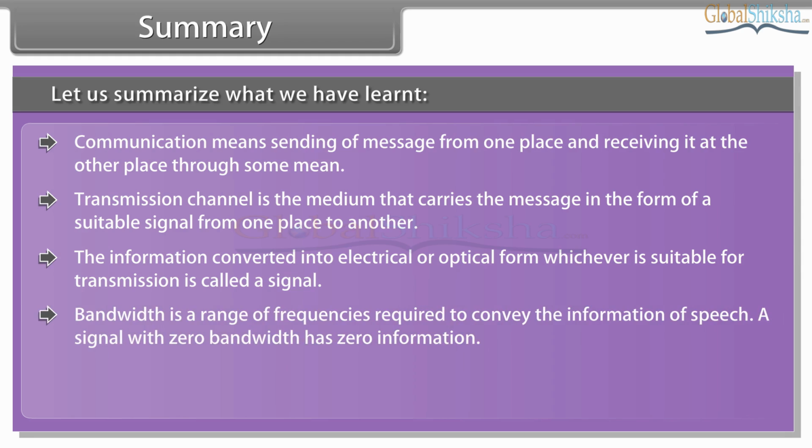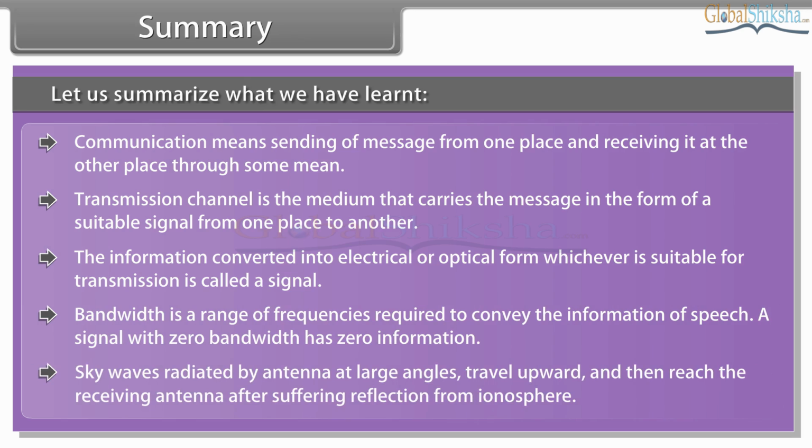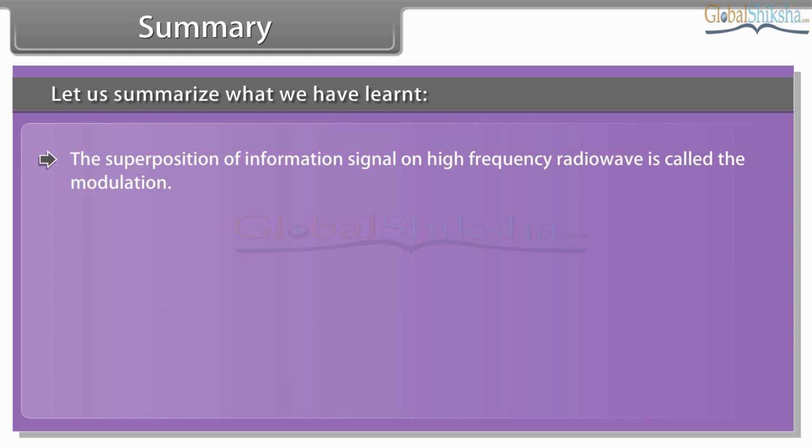Bandwidth is a range of frequencies required to convey the information of speech. A signal with zero bandwidth has zero information. Sky waves radiated by the antenna at large angles travel upward and then reach the receiving antenna after suffering reflection from the ionosphere. The superposition of an information signal on a high-frequency radio wave is called modulation.